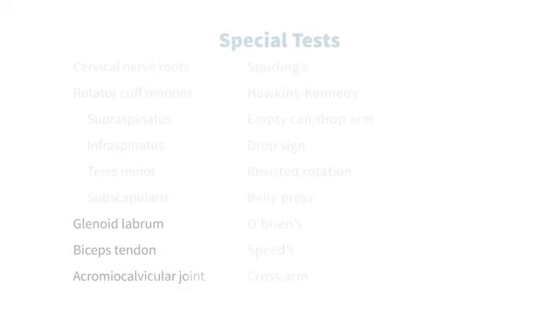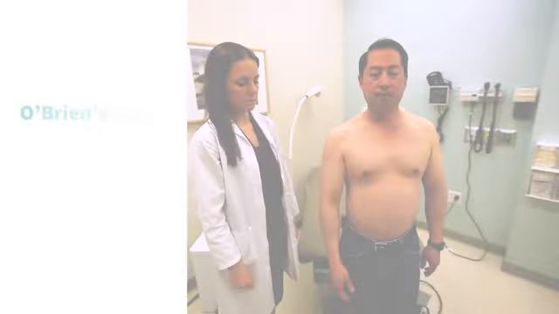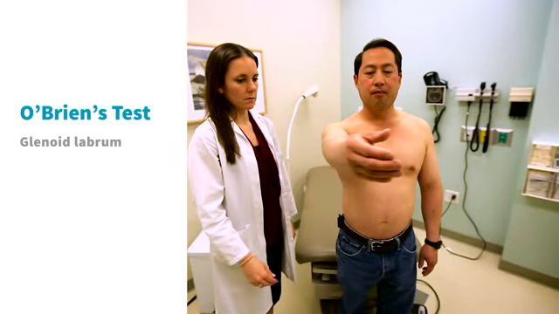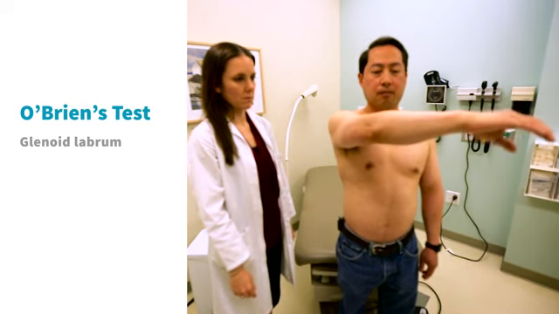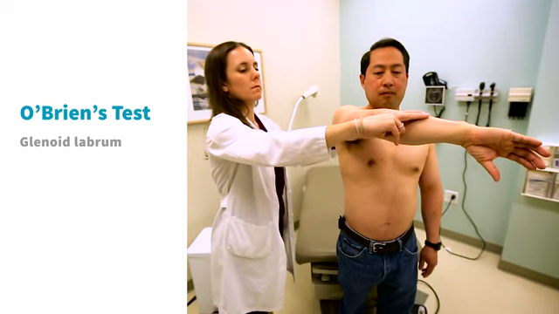After examining the rotator cuff complex, a basic shoulder exam should also include special tests targeting the labrum, biceps tendon, and acromioclavicular joint. An effective test to assess the glenoid labrum is O'Brien's test. To begin, the patient's shoulder is placed in 90 degrees of flexion and 10 degrees of adduction with the elbow extended and the forearm pronated and thumb down.